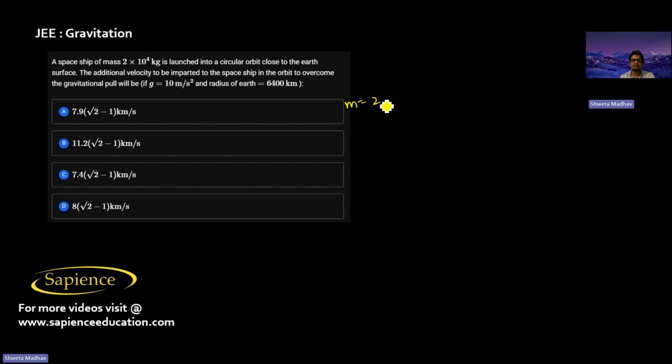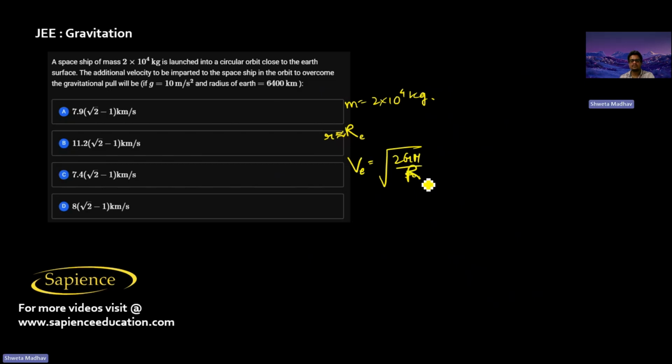A spaceship of mass 2 into 10 power 4 kg is launched in a circular orbit close to the Earth's surface. The radius of the orbit is approximately the same as the radius of the Earth. The additional velocity to be imparted to the spaceship in orbit to overcome the Earth's gravitational field will be, that means we need to find the escape velocity at that orbit, which is root over 2GM by r.